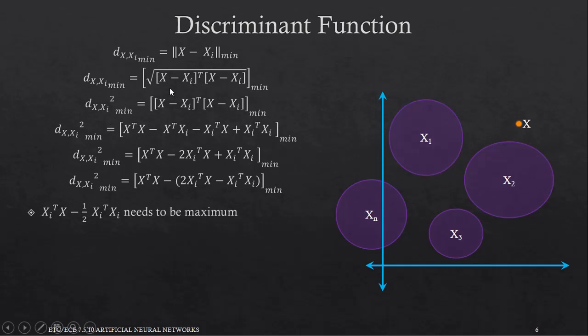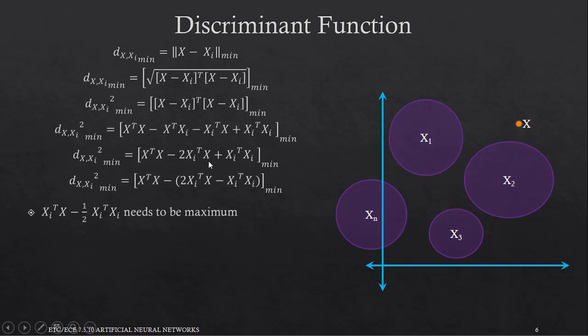Now, if the root is minimum, its square also is going to be minimum. So we get rid of the root sign and we square the distance. Distance dx xi the whole square minimum is equal to (x minus xi) transpose into (x minus xi) minimum, which is expanded now further as x transpose x minus x transpose xi minus xi transpose x plus xi transpose xi. This is the same as x transpose x minus 2 xi transpose x plus xi transpose xi, right?